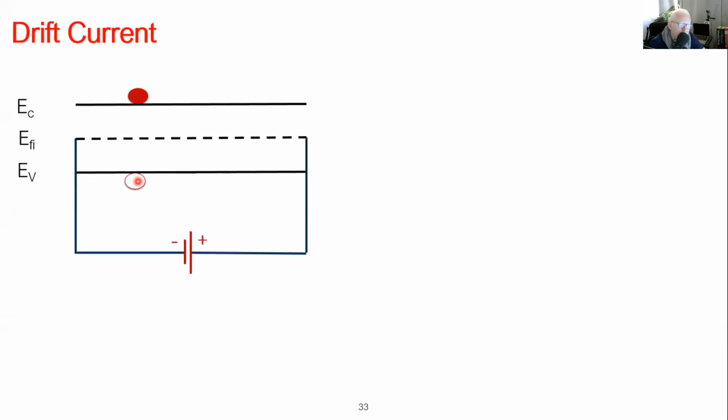So what if we apply an electrical field? What if we apply a voltage source on this semiconductor? What we should expect is that the electron is a negatively charged particle, so the electron should be attracted to the right-hand side where we have the positive terminal of the battery. And the hole is a positively charged particle, so the hole should be attracted to the negative terminal of the battery.